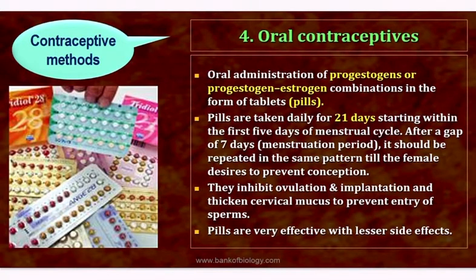Hormonal pills act in 4 ways. 1. They inhibit ovulation. 2 and 3. They inhibit motility and secretory actions of the oviduct, impairing the cervix's ability to allow sperm passage. 4th, alteration of the uterine endometrium, making it unsuitable for implantation.